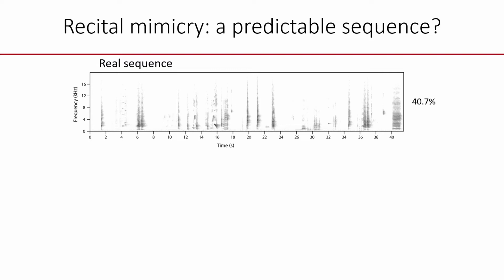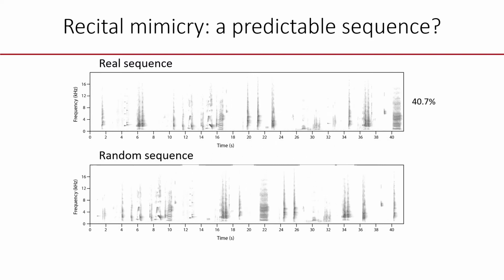I wanted to compare this to the similarity you would expect by chance if the sequences weren't stereotyped. So I randomized the order of vocalizations within the sequences, and I calculated the similarities again. And I found that just based on the mimetic repertoire, you'd expect to find a similarity of about 14% if the sequences were completely random. This number is significantly smaller than what we found between the real sequences, so we can conclude that males are, in general, repeating the structure of their mimetic sequences.